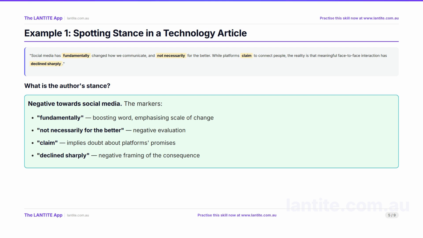The word fundamentally is a boosting word that emphasizes the scale of change. Not necessarily for the better is a direct negative evaluation. The word claim is important because it implies doubt. The author is suggesting that what platforms say is not quite true, and declined sharply frames the consequence negatively. Every highlighted word is a deliberate choice that reveals the author's position.